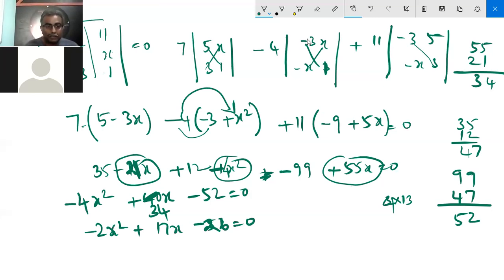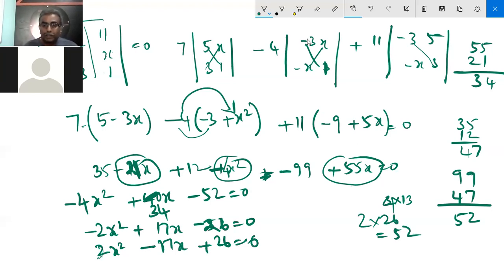Change all the signs. 2x squared minus 17x plus 26 equal to 0. Now you solve for x. Okay. 2 into 26 is equal to 52. So that means 13 into 4 is equal to 52. Okay, so what you can do, 2x squared minus 4x minus 13x plus 26.